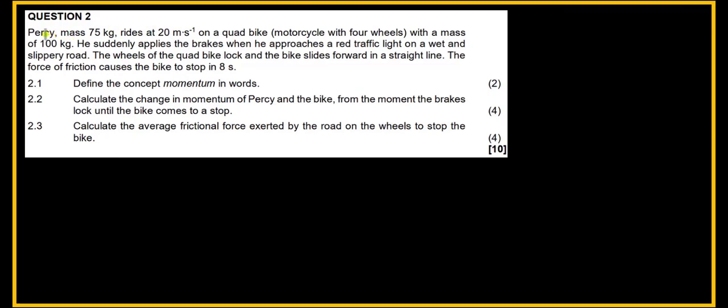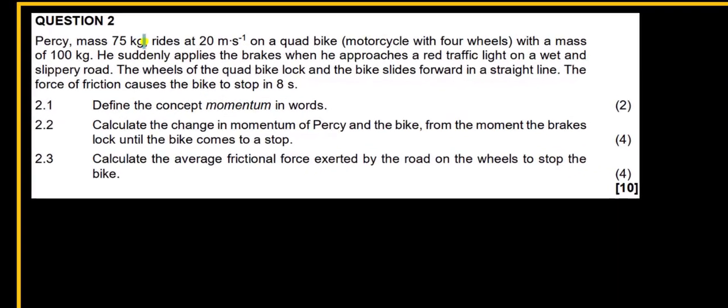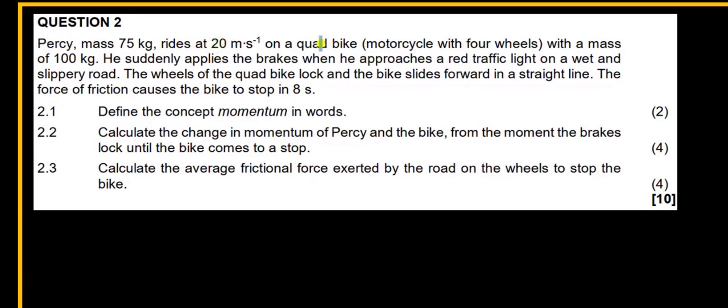In the second question here, we're told that Percy, with a mass of 75 kgs, rides at 20 meters per second on a quad bike motorcycle with 4 wheels with a mass of 100 kgs. So we have the mass of the rider and we have the mass of the bike, which is 100 kgs. He suddenly applies brakes when he approaches a red traffic light on a wet and slippery road. The wheels of the quad bike lock. The bike slides forward in a straight line. The force of friction causes the bike to stop in 8 seconds. So he's coming to a stop in 8 seconds.